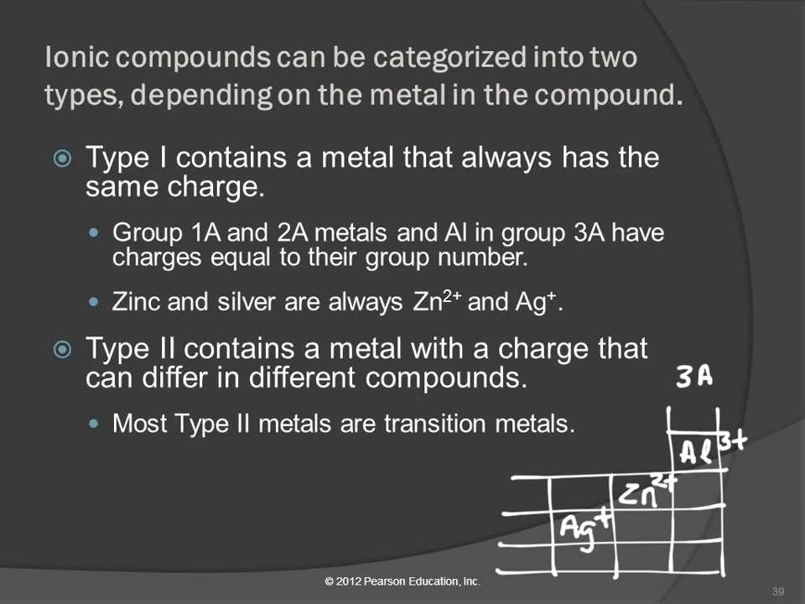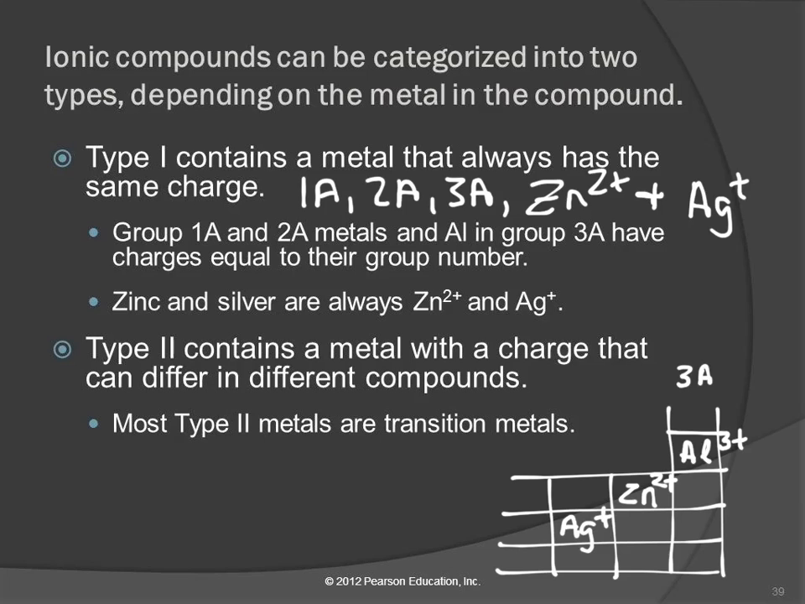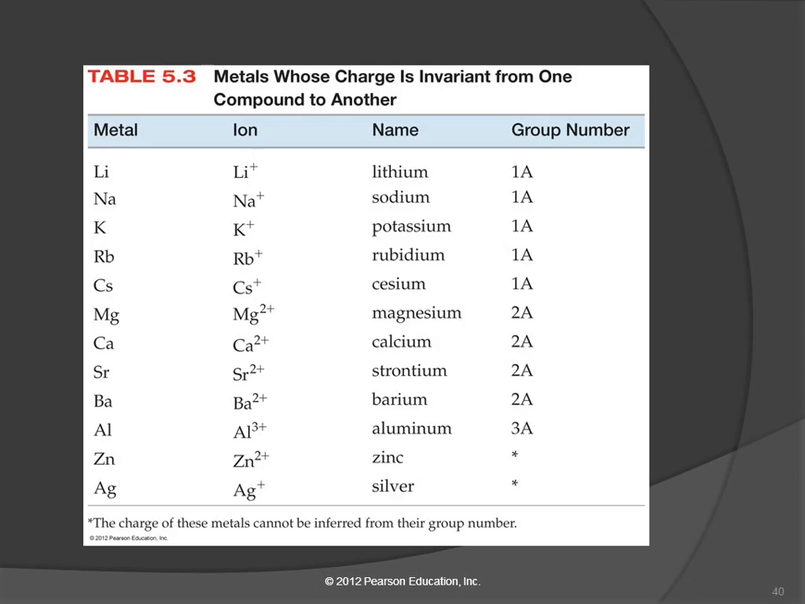Okay, so type 1, this is groups 1A, 2A, 3A, zinc, and silver. The type 2 metals, everything else. Okay, two groups. 1, 2, 3, zinc and silver. Everything else. So these are the metals whose charges are predictable.